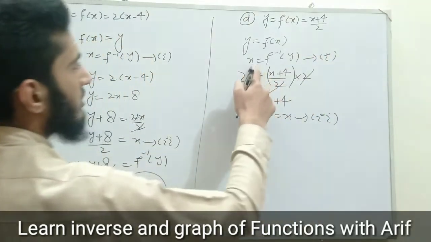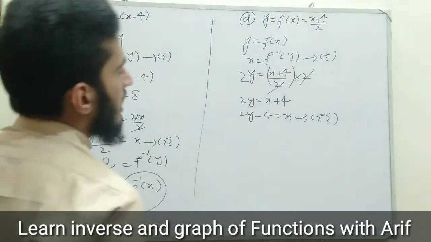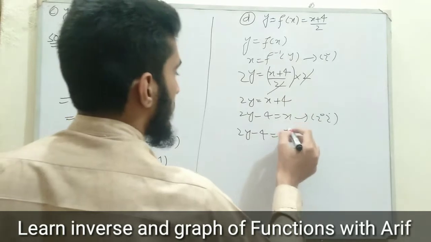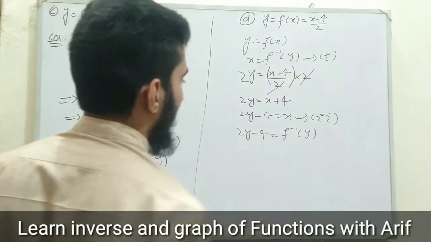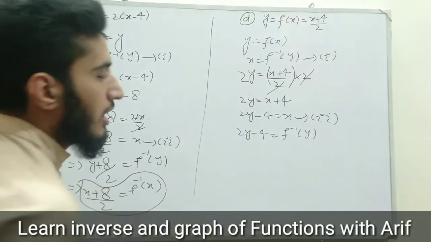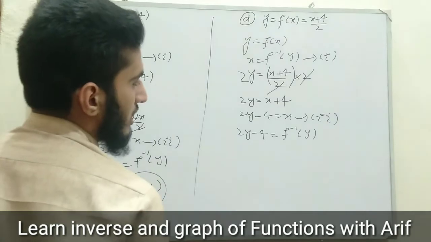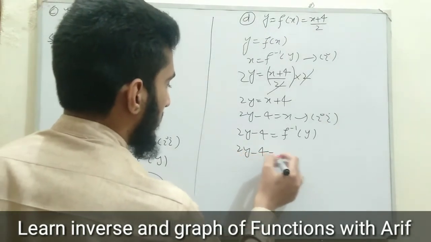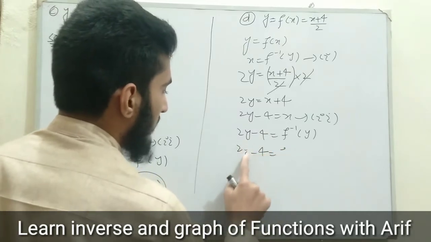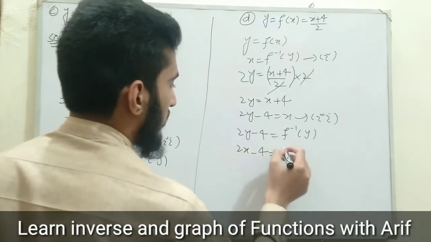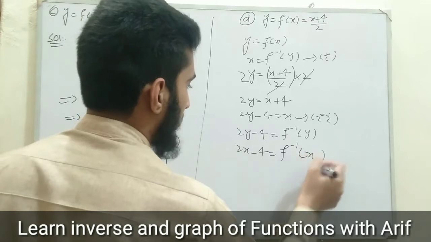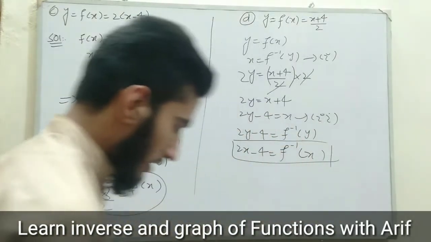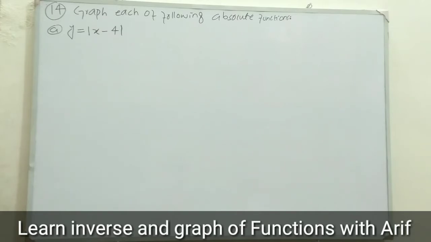Now put the value of x is equal to f inverse y in this equation. So it becomes 2y - 4 is equal to x, which is f inverse y. Now replace the same y in this equation with x for finding the inverse function of the given function. So we replace y with x, it becomes 2x - 4 is equal to f inverse of x. So this is the required inverse function, and this is the required question number 13. Now let's move toward question number 14.